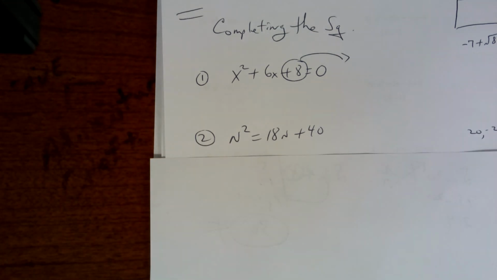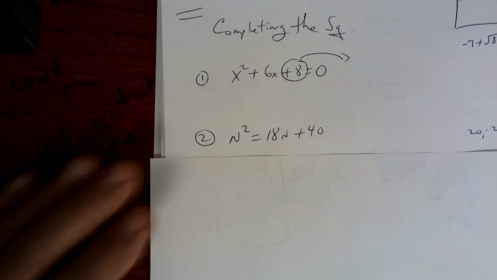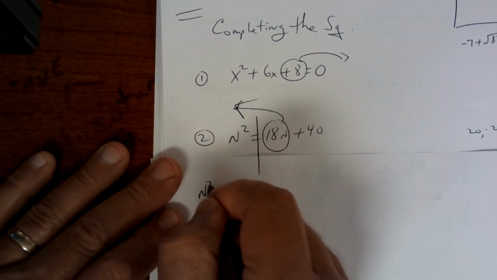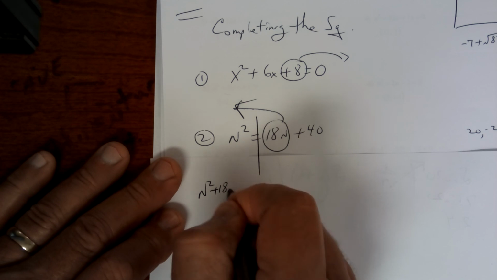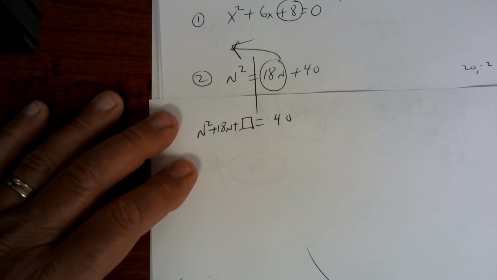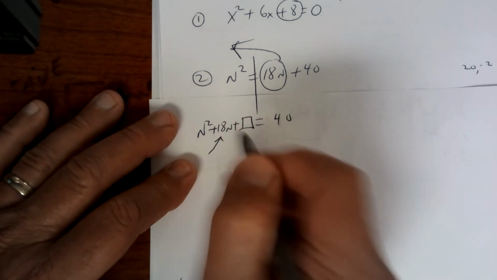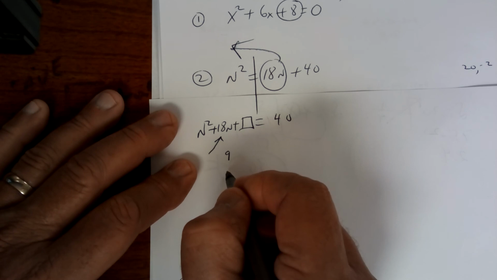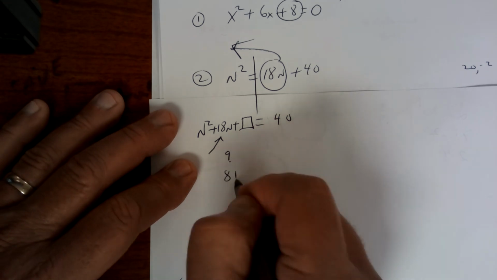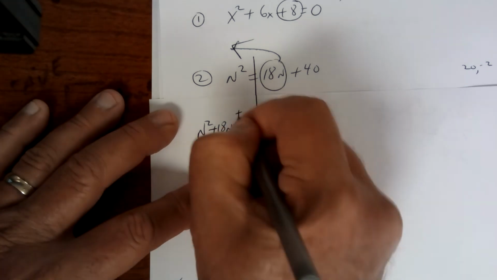All right, so you want to set it up. First thing you want to do is move this to the other side. So you're going to get n squared plus 18n plus some number is equal to 40. That's your first step. Okay? Once your work is organized, you're going to take half of that, which is 9, and 9 times 9 is 81. And so you're going to add 81 to both sides.